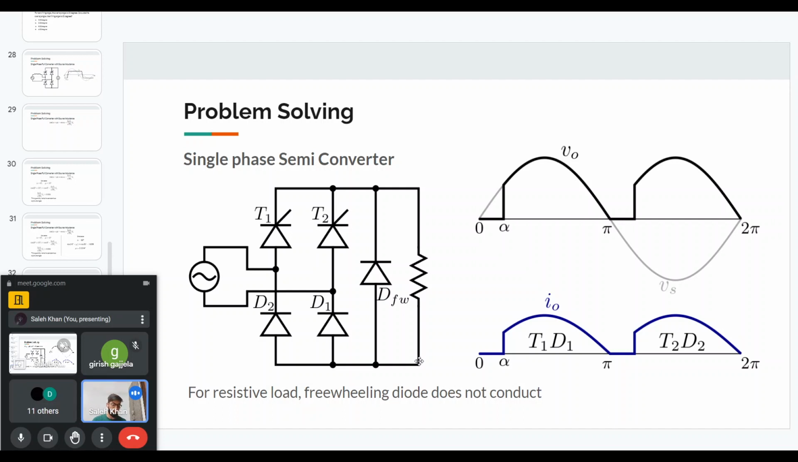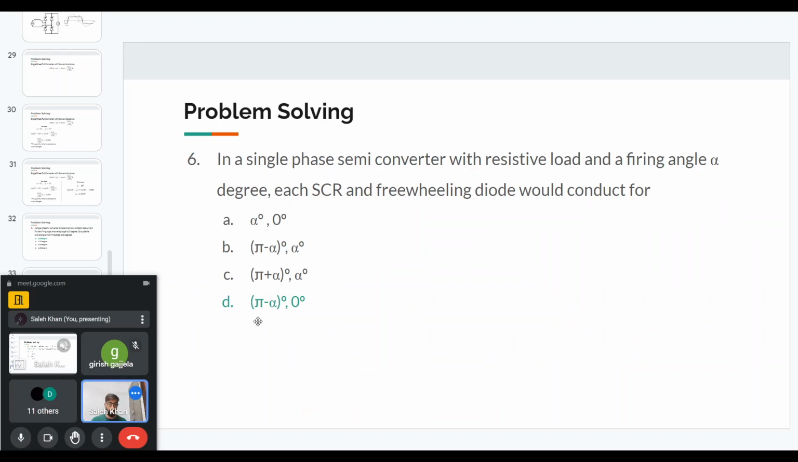But the freewheeling diode will not conduct at all. So the answer to this question is D, pi minus alpha for the SCR, and the freewheeling diode will not conduct at all. So 0 for the freewheeling diode. And what is to be noted here is that this is only the case for a resistive load. If we had an inductive load, then we would have some extinguishing angle or some other angle beta for which the freewheeling diode will conduct.